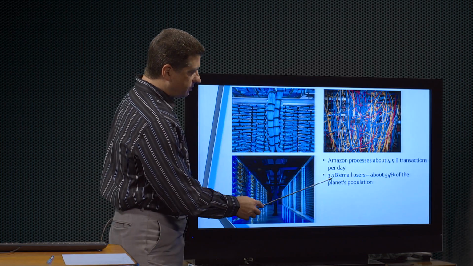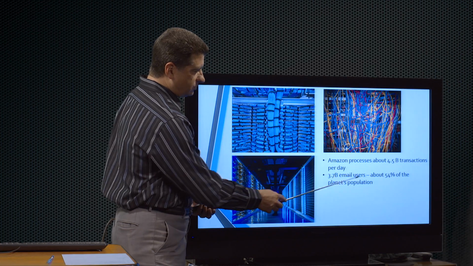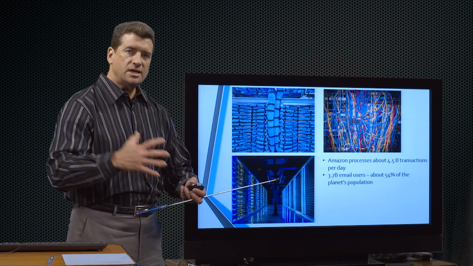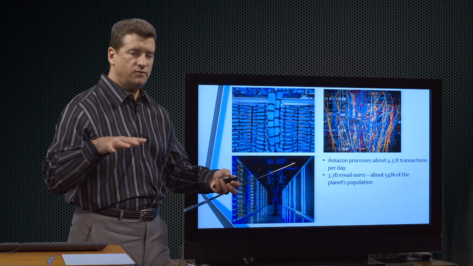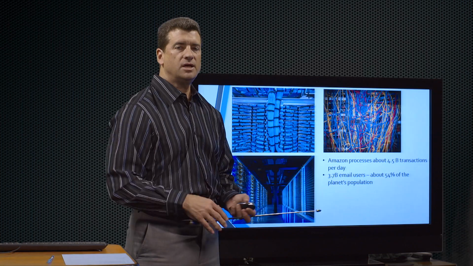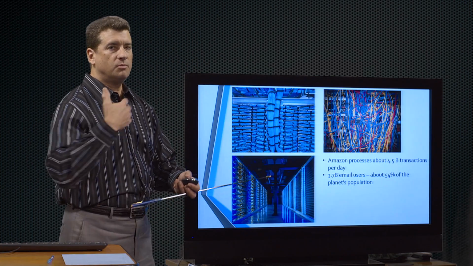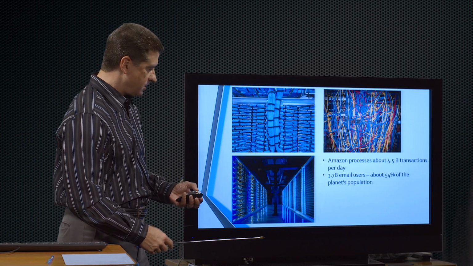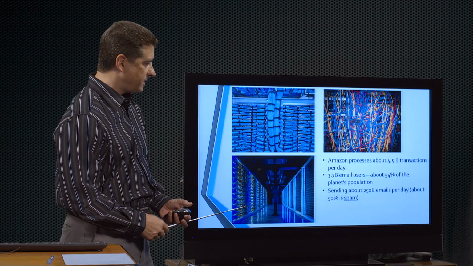So 3.7 billion email users, which is 54% of the planet's total population. So you can see how this is expanding. The more they move the internet out into areas that didn't traditionally have it, the more of these transactions are going to happen on the internet. Okay, and it's just going to be more and more information.